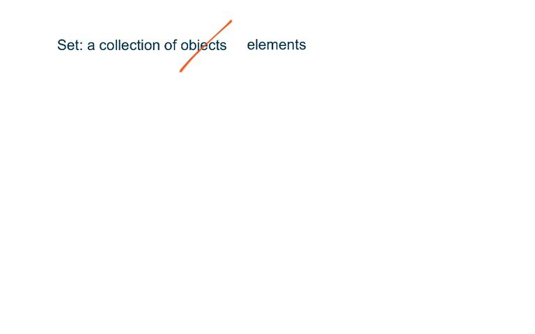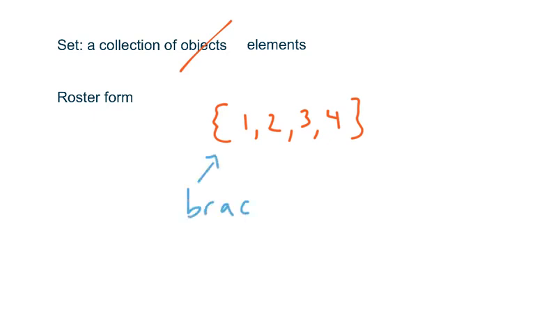The most common way for us to represent a set is going to be in what's known as roster form, where we list out those elements in something that looks like this. We have the set 1, 2, 3, 4. You'll notice those squiggly lines that I've just made there. Those are called braces.